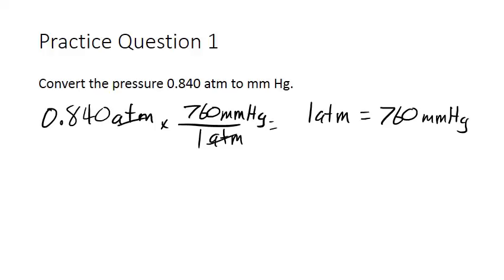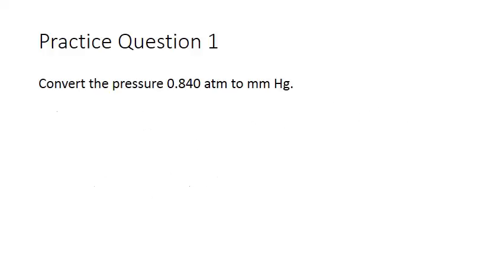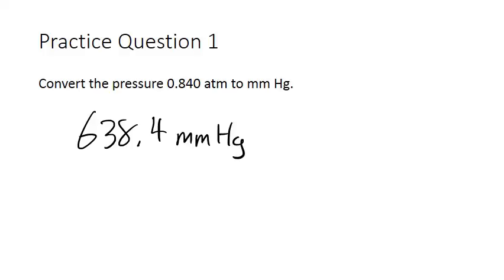And if you do the calculation, you get your answer. Just multiplying 840 times 760 and then dividing by 1. This will give you... or excuse me, the answer actually comes out to 638.4 millimeters of mercury. That's the answer you get.